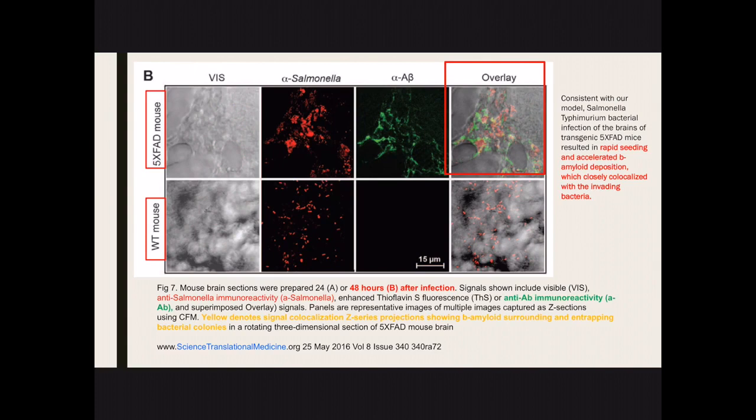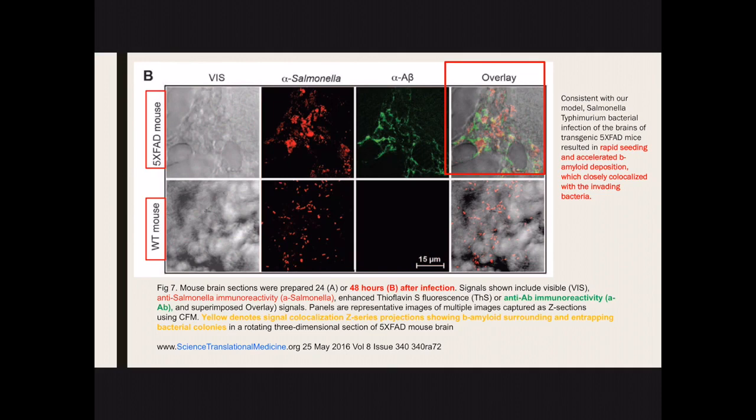This is a salmonella infection into the brain. You can see the salmonella stain in red. You can see the amyloid beta in green. And the most interesting part here is the overlay. And when you see a color change from red and green to yellow, you have total overlap of the two signals. So here you have the beta amyloid coating the infectious salmonella present in the brain.